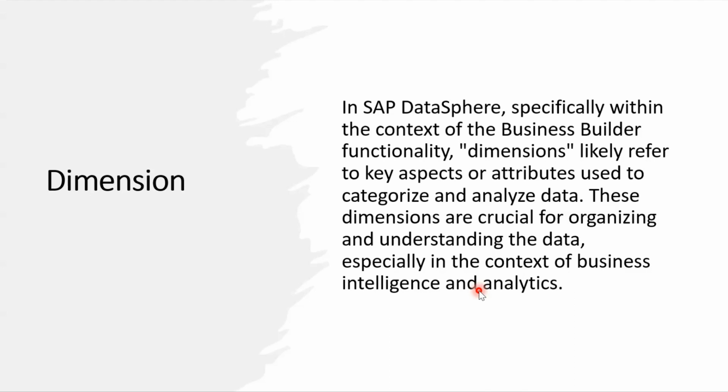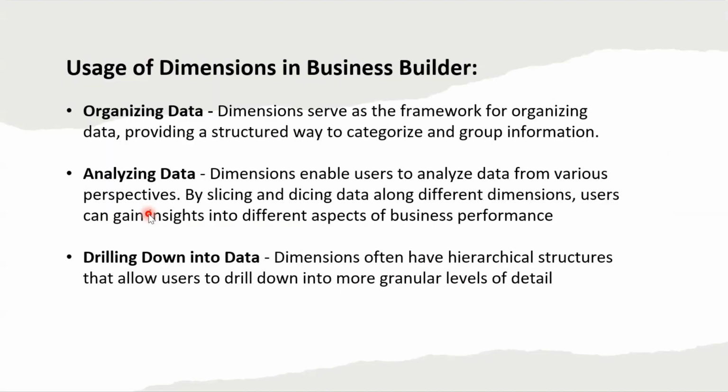So whatever object or business entity tells the information about what has happened, why it has happened, those kinds of questions can be answered when we have the information about the dimension. It defines the granularity of the data as well. The more dimensions we have in our model, the more will be the granularity. The fewer dimensions we have in our model, the less will be the granularity or the count of the data. So, what are the usages of dimensions in Business Builder?